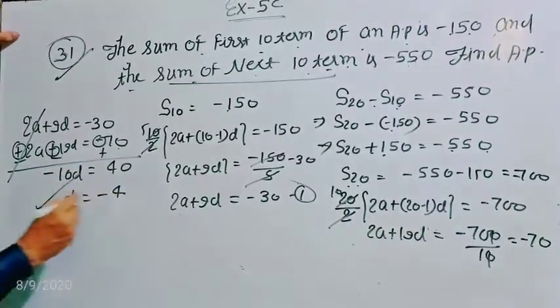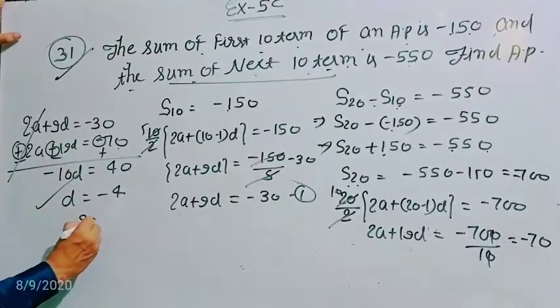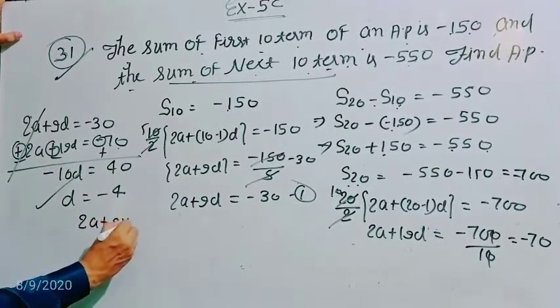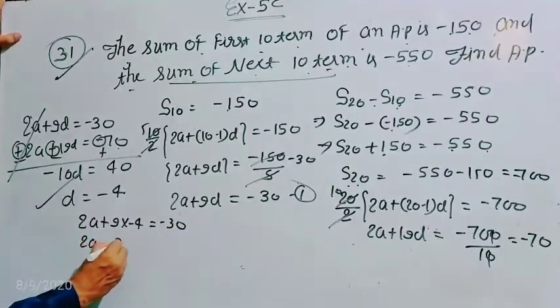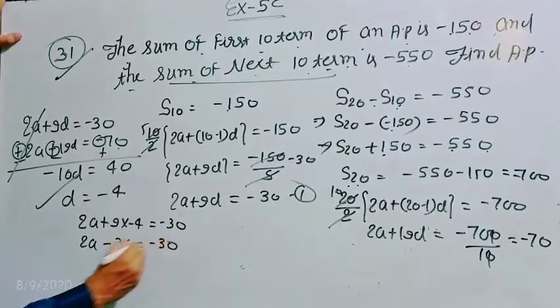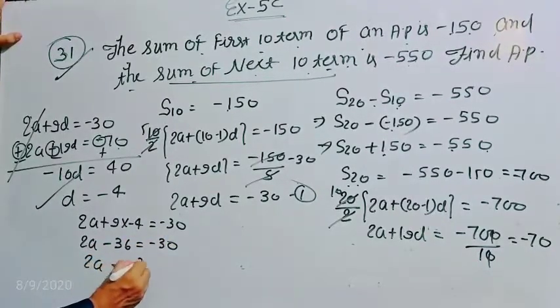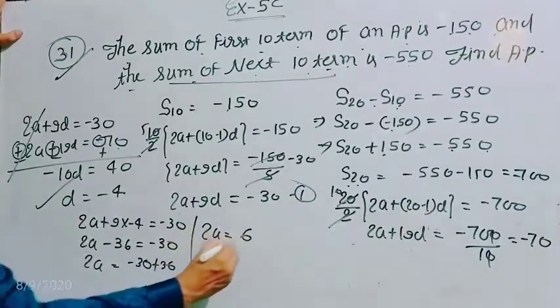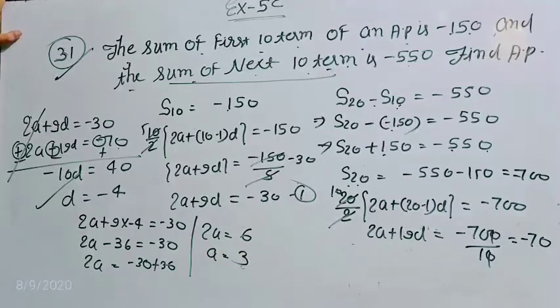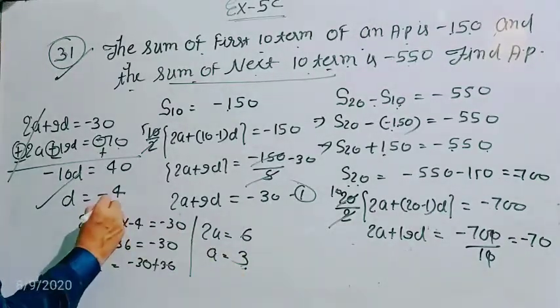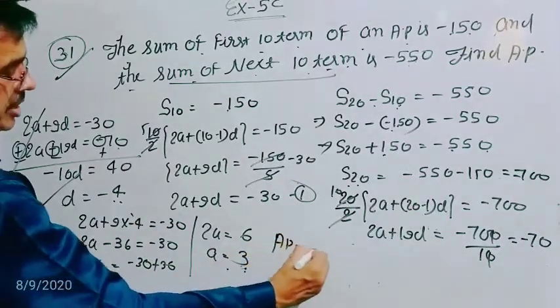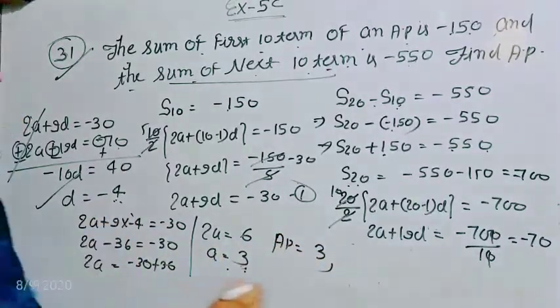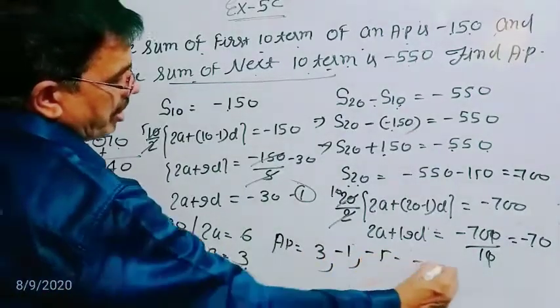If d is minus 4, substitute in the first equation: 2a plus 9 into minus 4 is minus 30. Then 2a minus 36 is equal to minus 30. So 2a is equal to minus 30 plus 36. Hence 2a is equal to 6. So the value of a is 3. If the value of a is 3 and d is minus 4, you can easily find the AP: 3, minus 1, minus 5, etc.